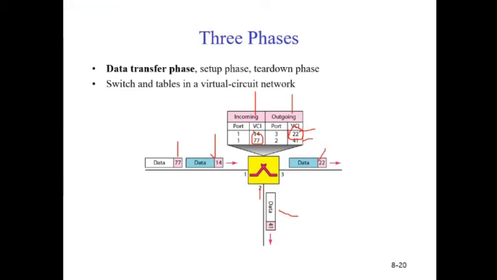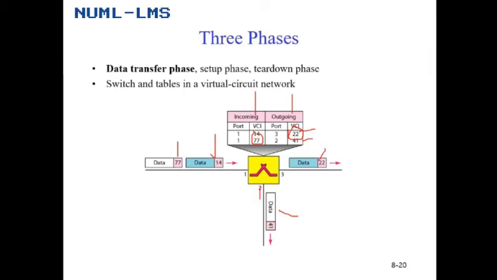So for the moment, we assume that each switch has a table with entries for all active virtual circuits. When a frame arrives at port number 1 with VCI 14, the switch looks for it in the table and finds port number 1 and VCI 14. When it is found, the switch knows to change the VCI to 22 and send the frame out from port number 3.